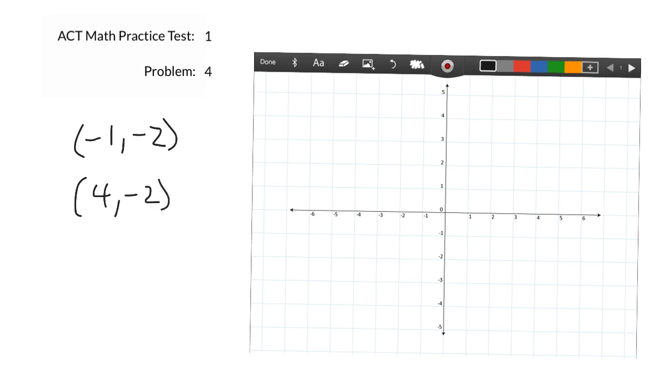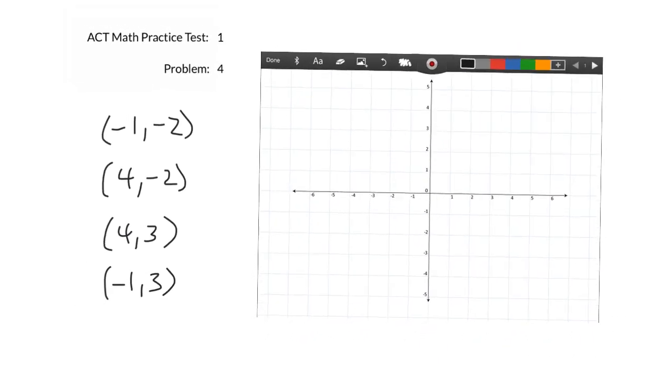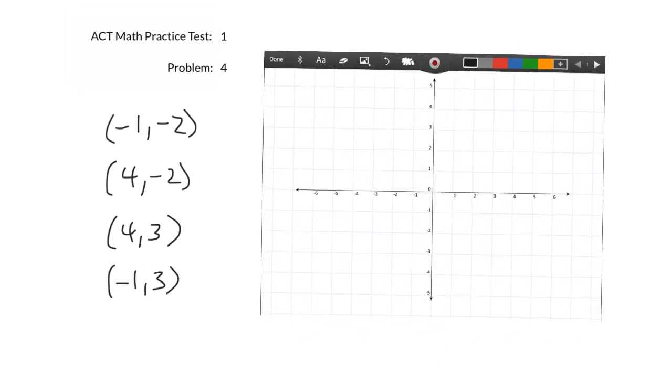We have 4, comma, 3. We have -1, comma, 3. Now, just for the sake of teaching how to do this problem, I'm going to label these, that way we know which point is what. And let's plot point A first.